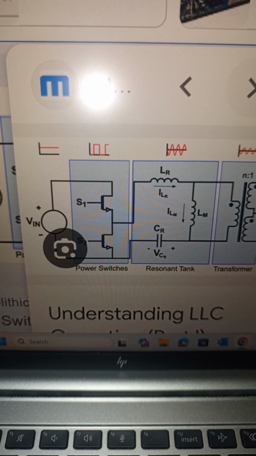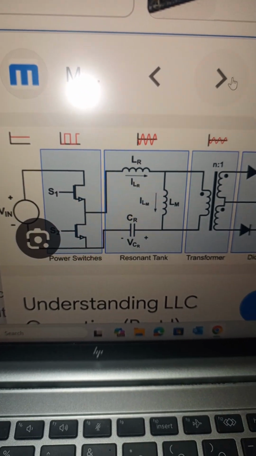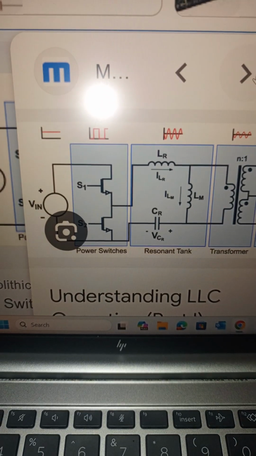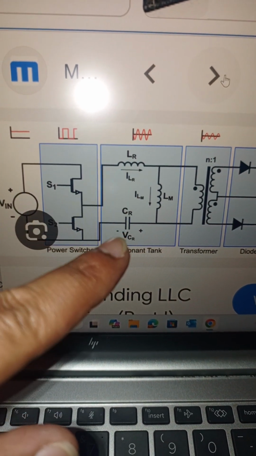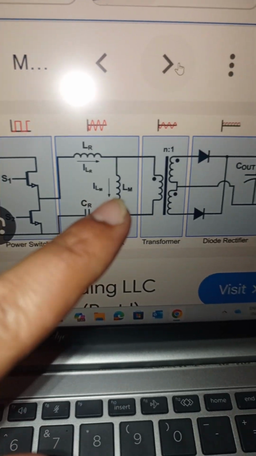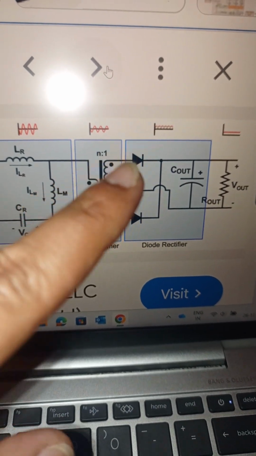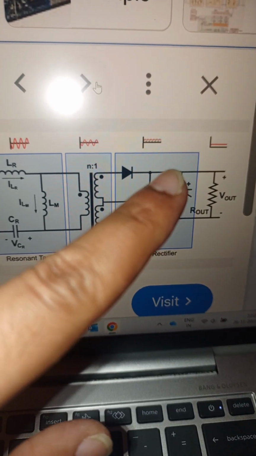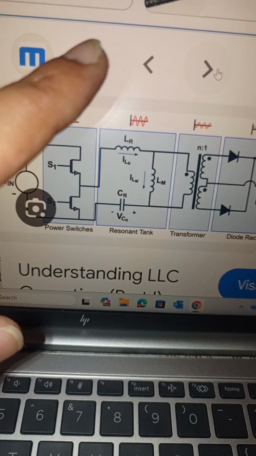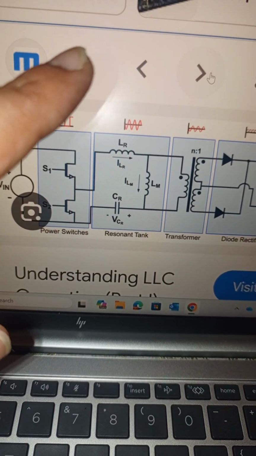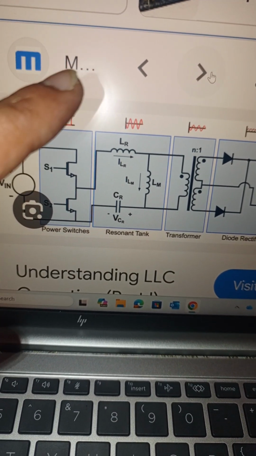So, firstly, I am showing here the LLC circuit diagram in which these are two switches. This resonant inductor, resonant capacitor, then the magnetizing inductor. This is the transformer, and this is D1, D2, and then the filter capacitor, then the load. So, in this video, I am discussing the timing diagram of this resonant converter.